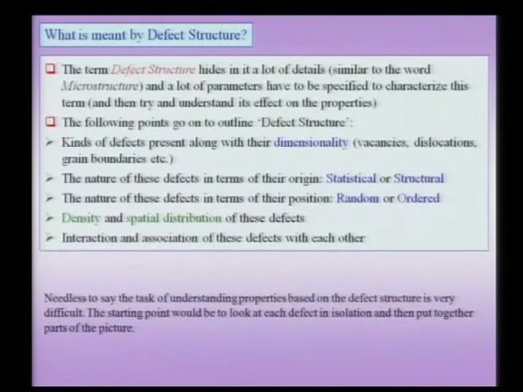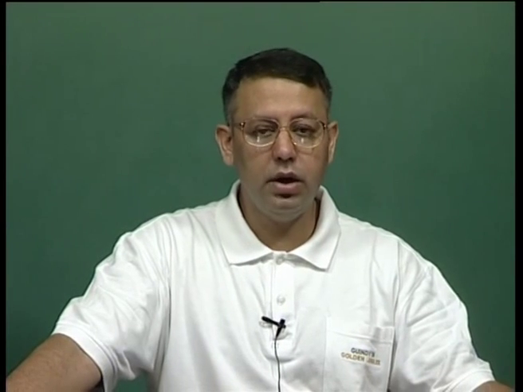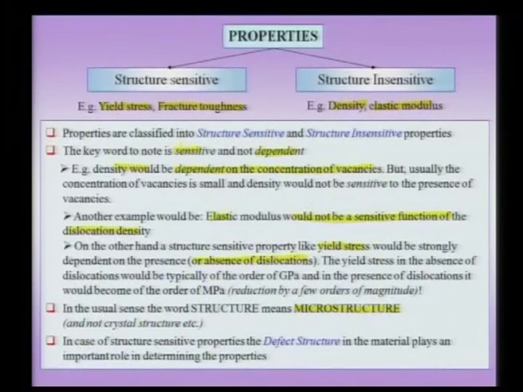Now, inadvertently or advertently, we had talked about defects and we had used a term in this conjunction, which is a very important term to understand, the term defect structure. For instance, if you read the last sentence here, in case of the structure sensitive properties, the defect structure in the material plays an important role in determining the properties.